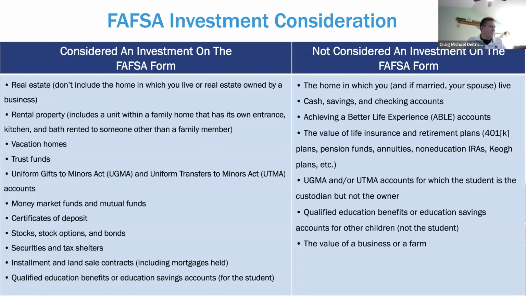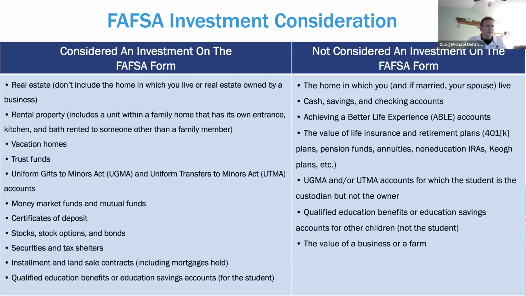Okay, trust funds, UGMA or UTMA accounts, money market funds, mutual funds, CDs, stocks, options, and bonds, securities, tax shelters, all of these things. The bottom one is qualified education benefits or education savings accounts, commonly referred to as a 529 plan. So 529 plans owned by the parents or by the students that are used for that particular student. If you have more than one student, you only account the 529 that's for the student that you're filing the FAFSA for. If you've got more than one student, you do need to file separate FAFSAs for each.